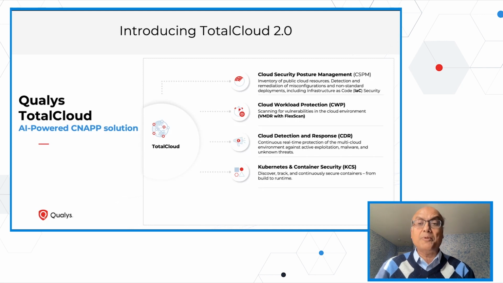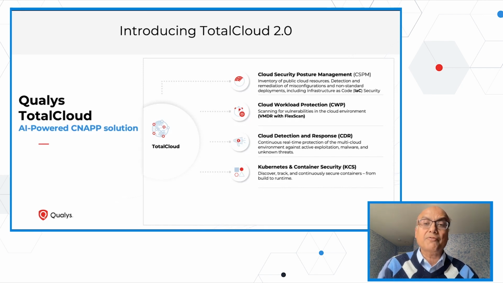Cloud security posture management is all about finding and remediating misconfigurations. Part of that is also IaC security, which is infrastructure as code security. What IaC security allows you to do is detect misconfigurations before they're deployed in, say, Terraform or CloudFormation templates. These are the mechanisms used to deploy your infrastructure in the public cloud. So IaC security allows you to scan these templates so that you can catch misconfigurations before they're actually deployed.